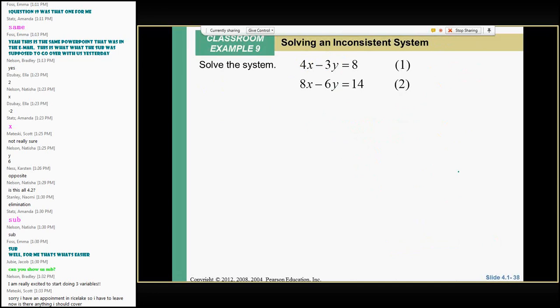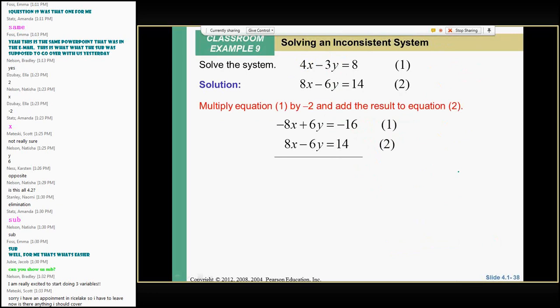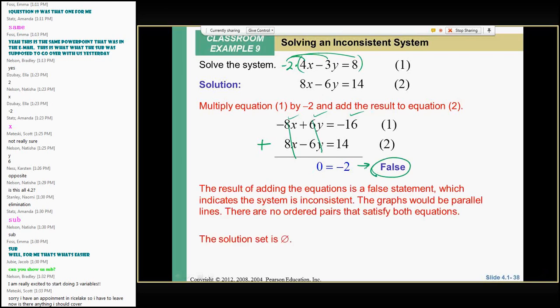Okay. Now let's look at example 9. Same thing. You're going to try and solve it. I bet you they're going to do elimination because they're going to get this one to be opposite. So they're going to multiply the top by negative 2, so they're opposites. So you've got negative 8x, positive 6y, and negative 16. Then you add straight down. These will get eliminated, these will get eliminated, but these don't. So you get 0 equals negative 2. False statement, which means there are no solutions.